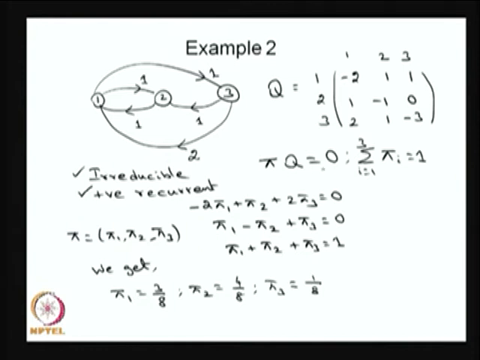Instead of solving pi q is equal to 0, you can use the time reversibility, but before that we should verify whether the time reversibility equations are satisfied by this model. If this model satisfies the time reversibility equation for all i, j, then you can conclude it is a time reversible Markov chain and so on. But example 1 is a time reversible Markov chain, whereas example 2 is not a time reversible Markov chain. You can verify it.